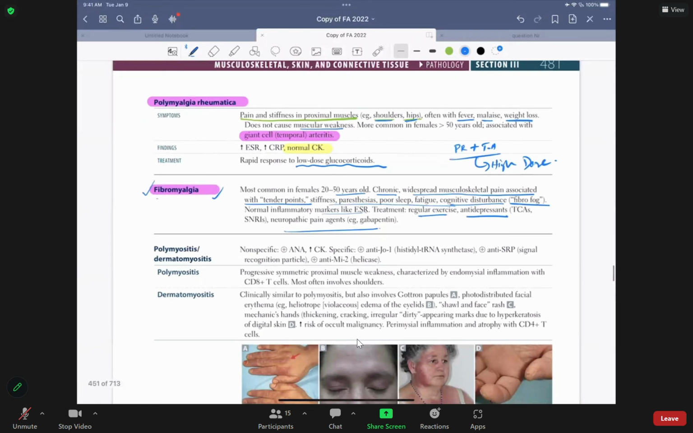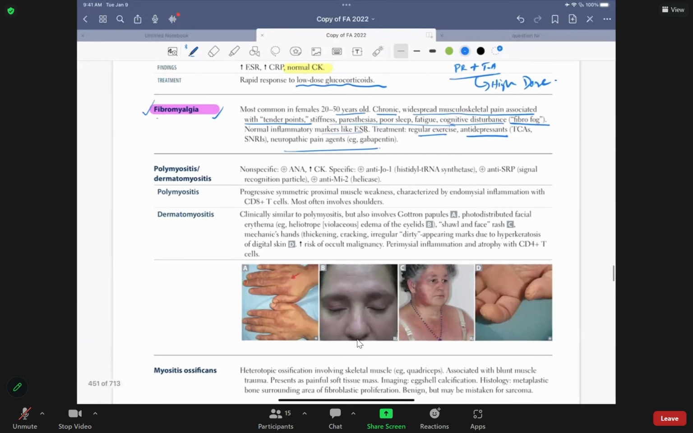So that's fibromyalgia. Next one, polymyositis. Polymyositis and dermatomyositis are essentially the same disease, but one involves the skin, the dermatomes, and the other doesn't involve the skin. I need to show you some anatomy.